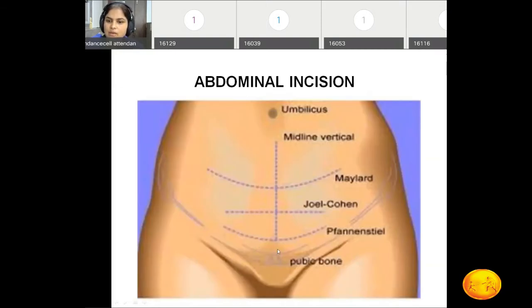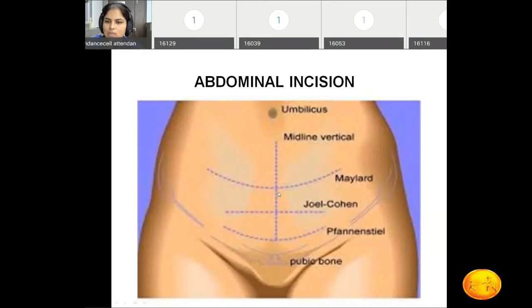This is the Pfannenstiel incision, which is most commonly preferred nowadays. This is called the bikini incision as well. And it is 2 centimeters above the pubic bone. This is the pubic bone, and 2 fingers above, you take the incision. It's a smiling incision. You can see it's just at the very bikini line.